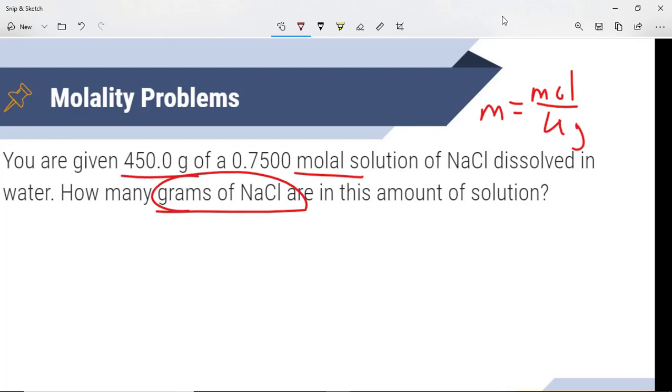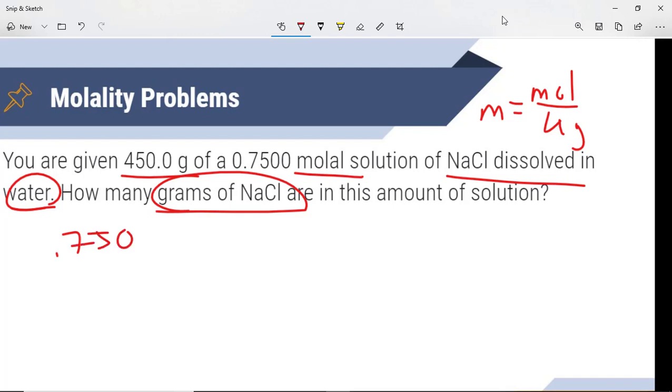Okay, so the key thing to look for here, because it's weird, because both things can be given to you in grams, you need to think about which is your solute and which is your solvent. Now, typically, we're dissolving NaCl into water, so water is going to be my solvent, and NaCl is going to be my solute. Okay, now it's asking for grams of NaCl. We'll solve for moles and then convert moles to grams. Pretty straightforward here.